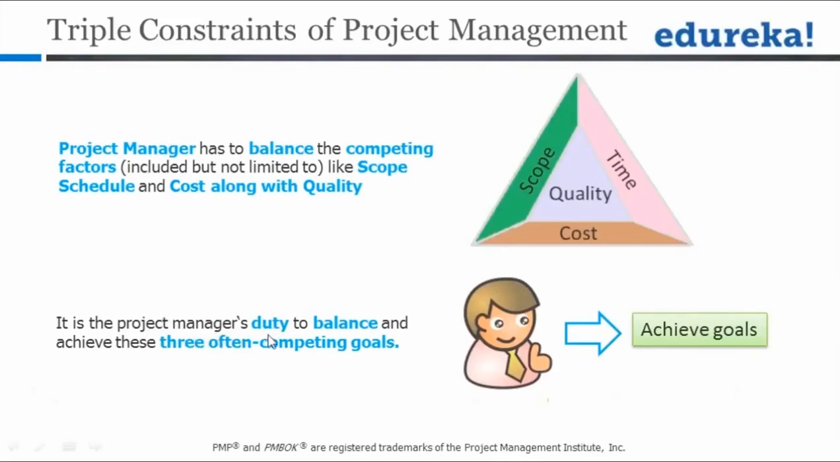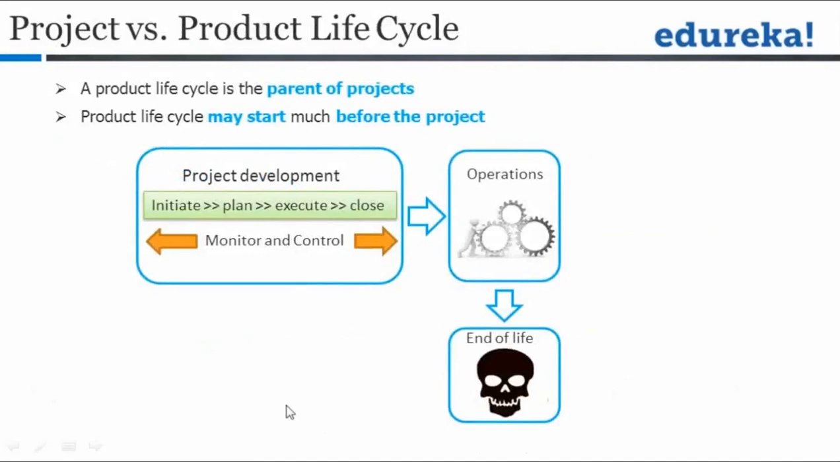So it is project manager's duty to balance and achieve the three often competing goals. Not only three, it's six basically: scope, time, cost, quality, risk, and resource. Any questions?